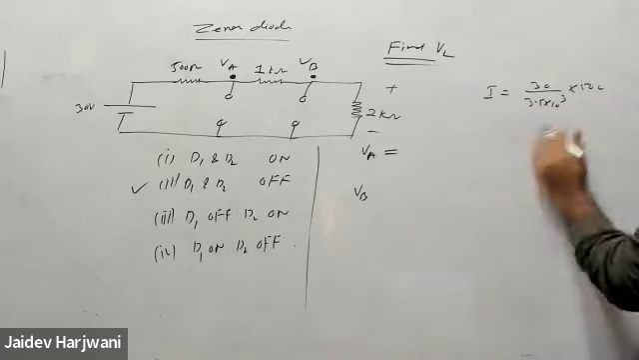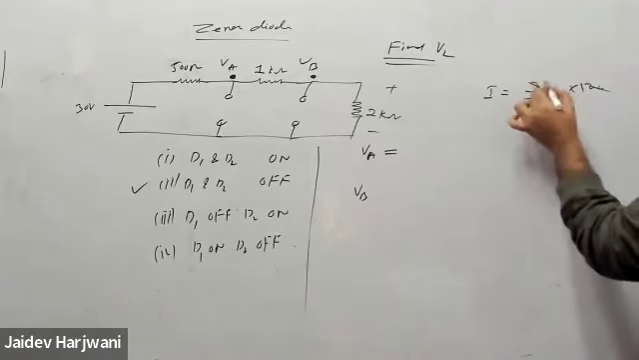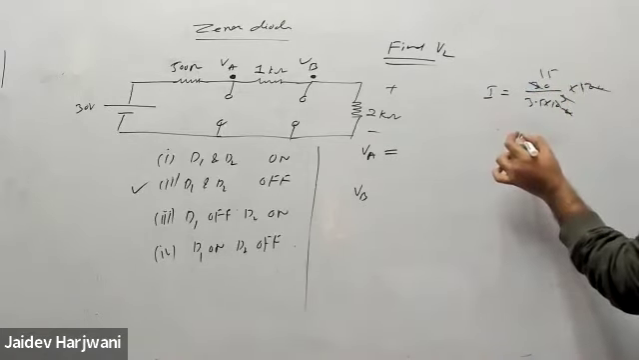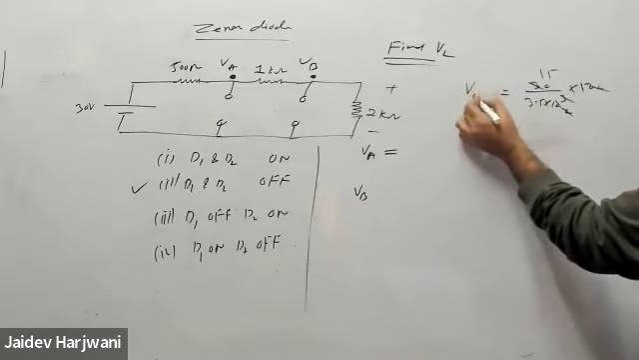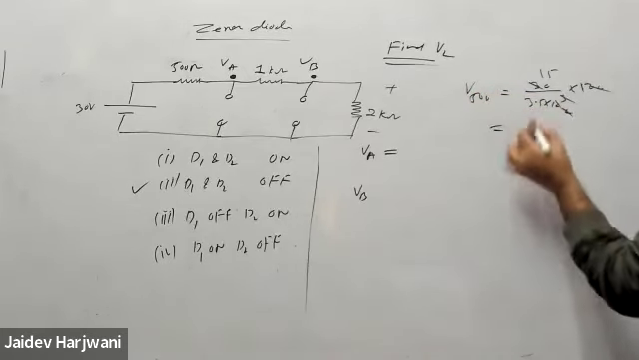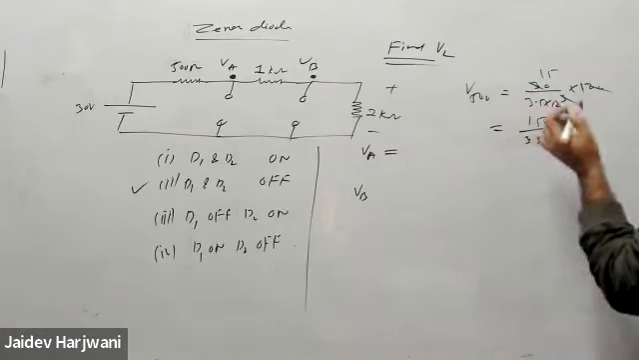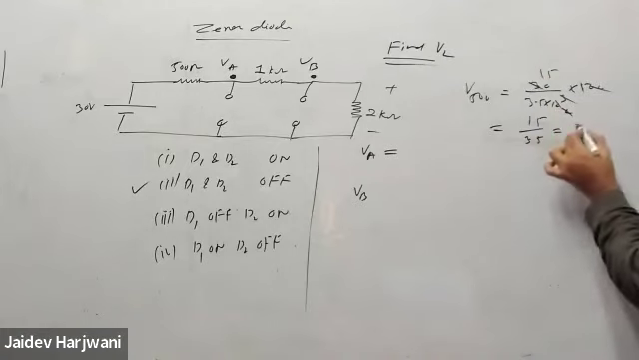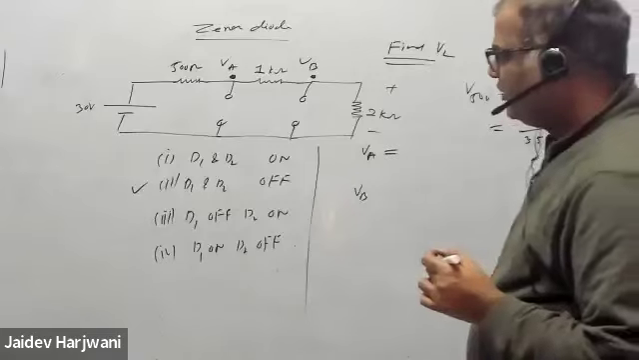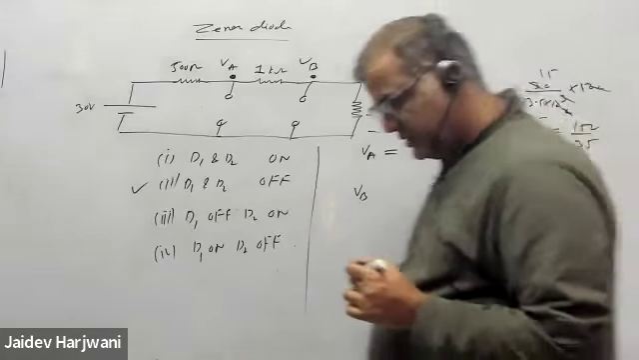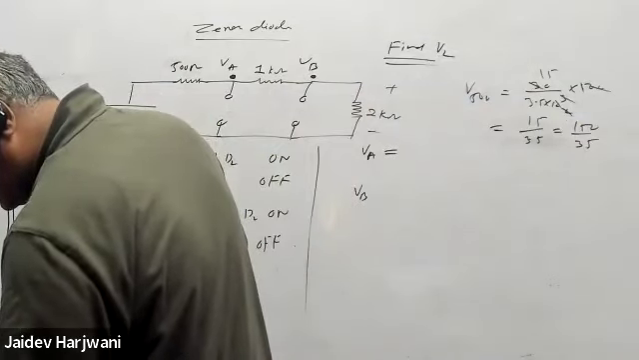Okay, so 500, power 2 cancelled. 1, 2, 15. I'm calculating voltage across 500 ohm. Voltage across 500 ohm, how much is coming? Voltage drop 15 upon 3.5. Tell me how much is coming. This is 150 upon 30. 4.28. 4.28. Okay, so that means what is the voltage remaining here at node A?